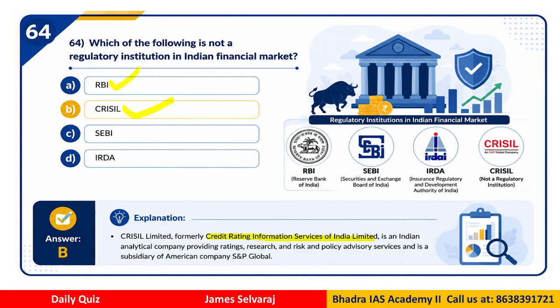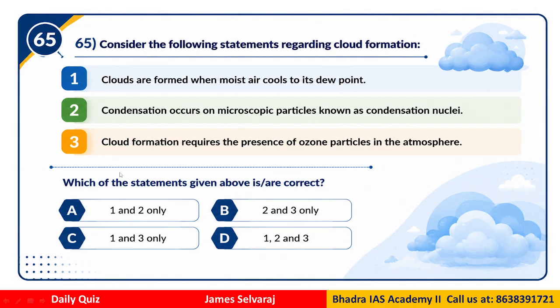Whereas RBI is a regulator of the money market, SEBI is the regulator of the capital market. IRDAI today is the regulator of the insurance business in India. Clear now? So these things I have given here, but CRISIL is not a regulatory body. Therefore, option B is the correct answer. This is not a regulatory body, because when you are going for certain exams like banking, finance, even SSC, these kind of questions are very common for your preparation.